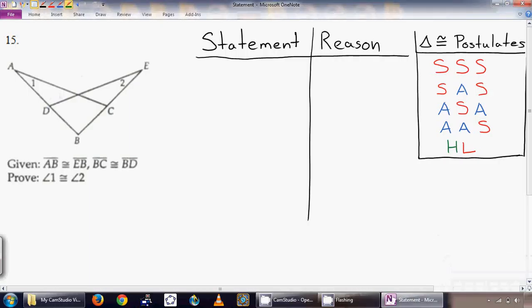And last but certainly not least is number 15. This is another CPCTC problem. All right, I need to show that this angle here, which belongs to this triangle. So let me go ahead and draw that out.